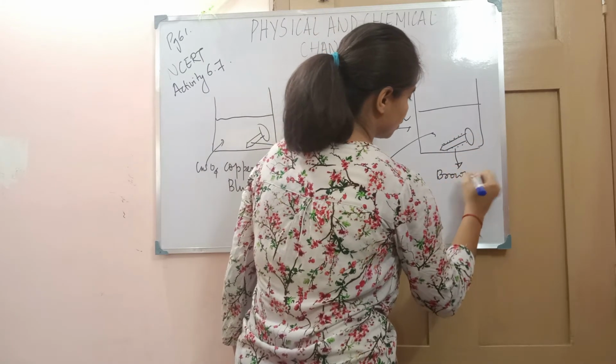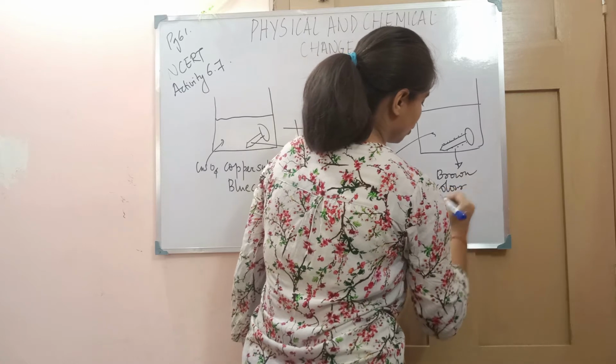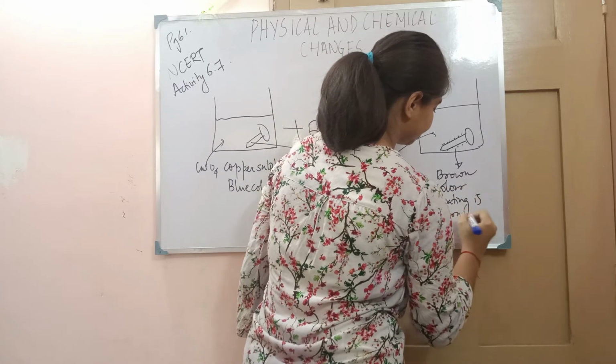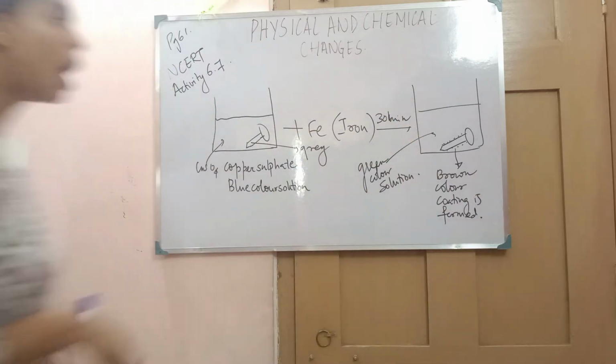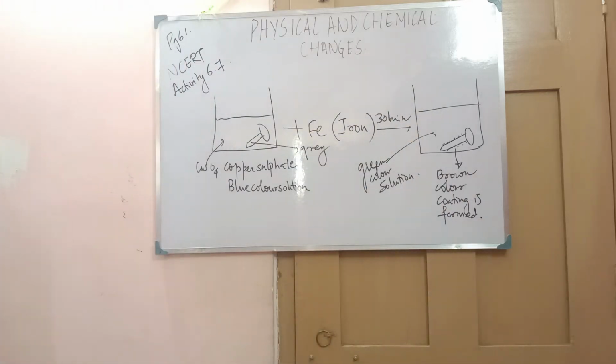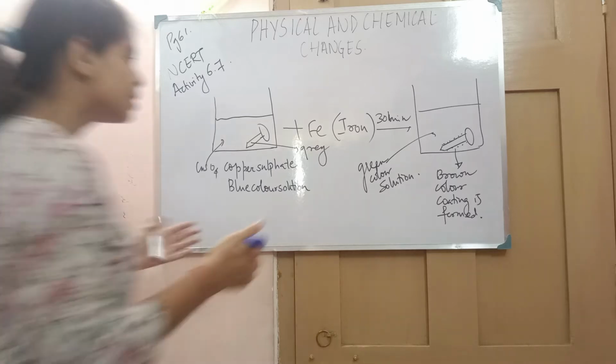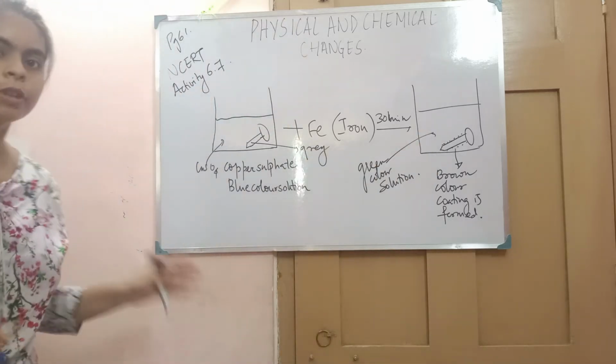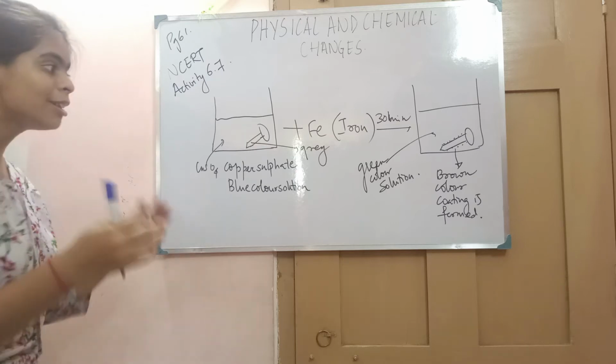See, a brown color coating is formed. That means you have seen that the color of the solution is also changed. Brown color formed. So what is actually happening?